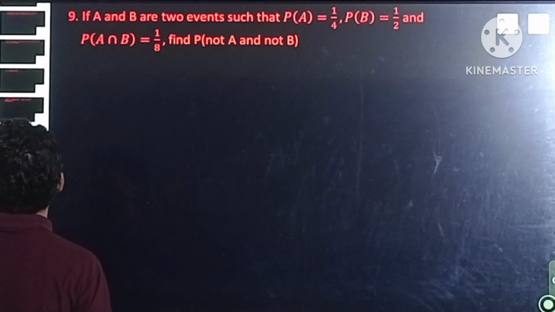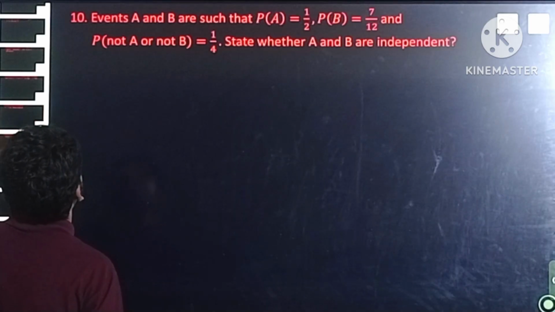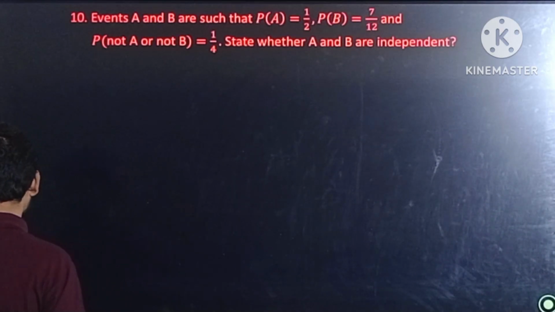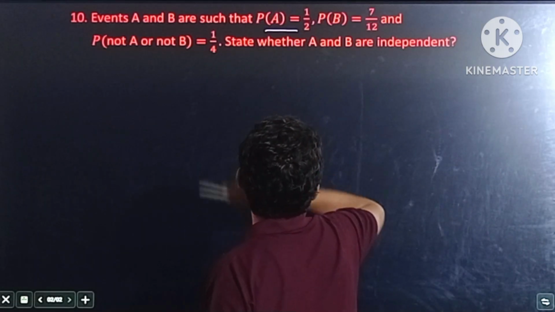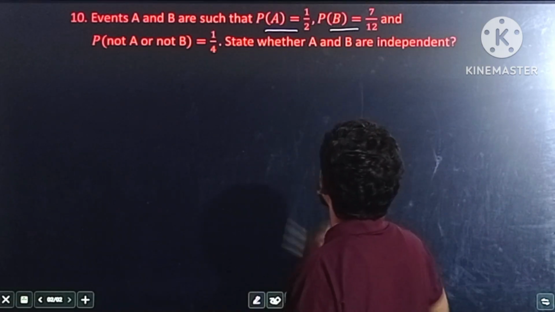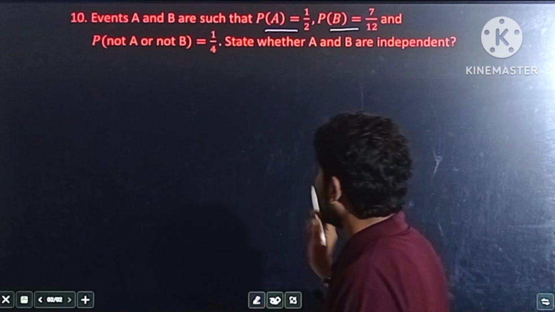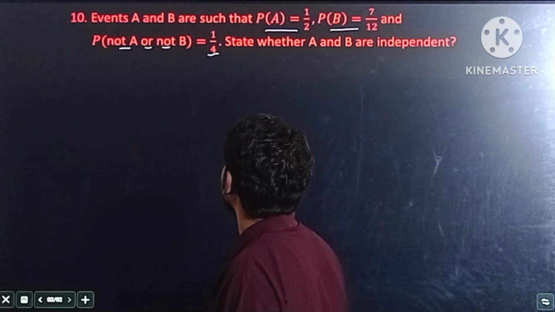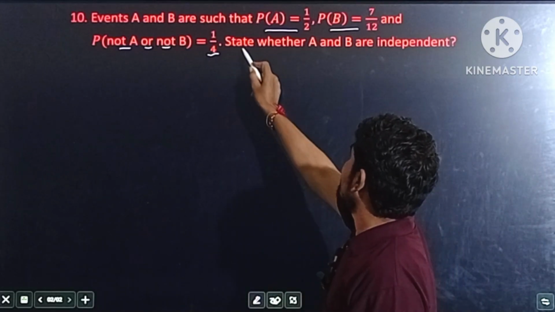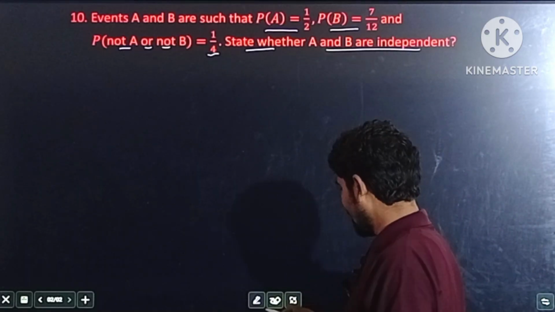And the next question is: events A and B are such that probability of A is equal to 1 by 2, probability of B is equal to 7 by 12, and probability of not A or not B is equal to 1 by 4. Then we need to state whether A and B are independent or not.